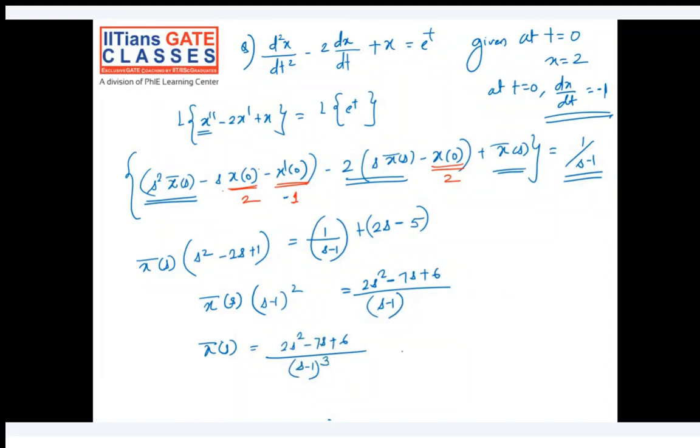This was our first step. This was our second step. And this is our third step. And now take the inverse Laplace of both the sides. So x bar of s, I'll repeat again, it was 2s square minus 7s plus 6 divided by s minus 1 whole cube.